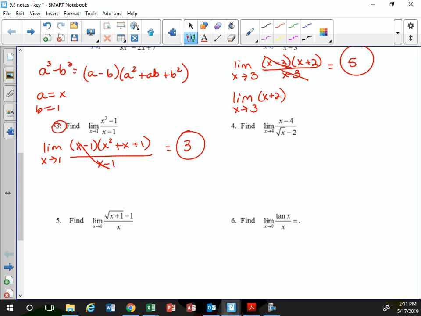All right, so let's look at 4. There might be one or two of you that sees the factoring in this. You're definitely not going to see it in number 5. So what we need to practice when there's a square root is multiplying by the conjugate. Okay?